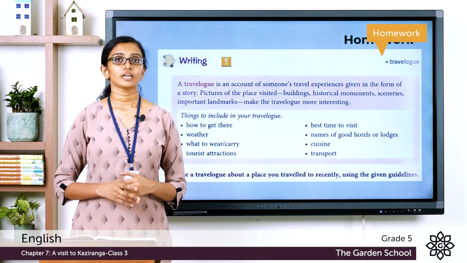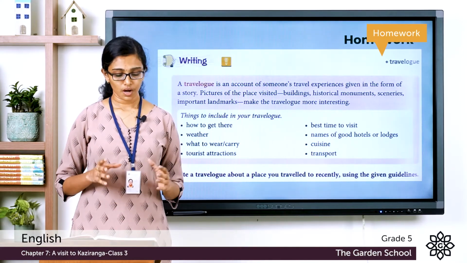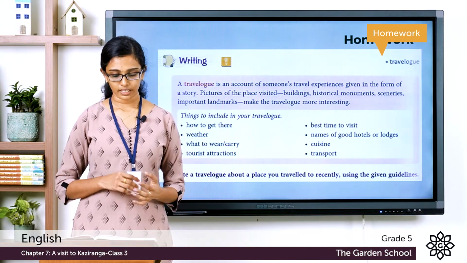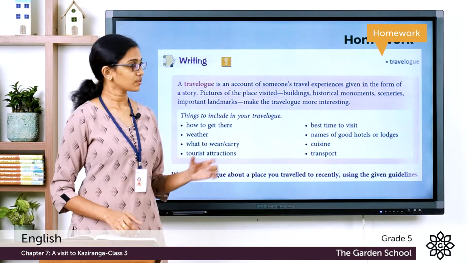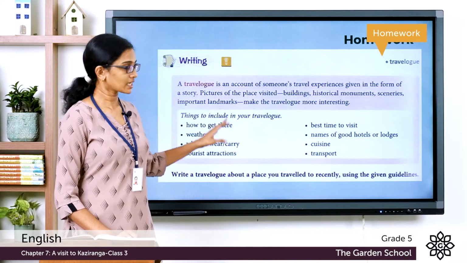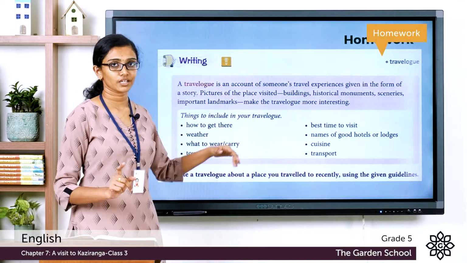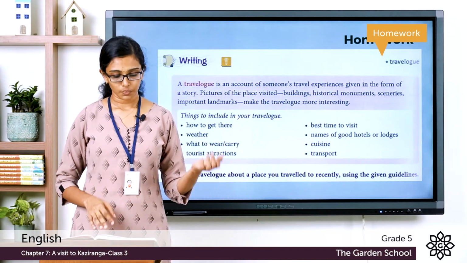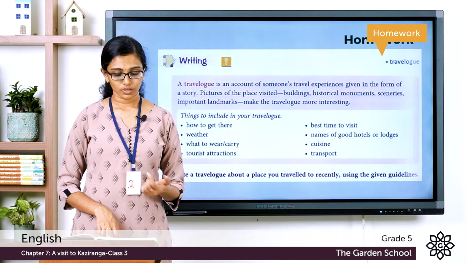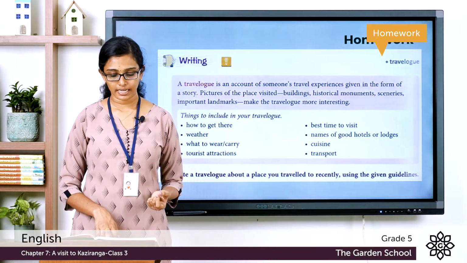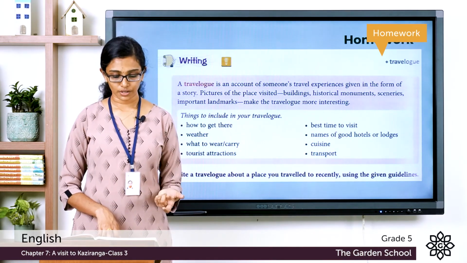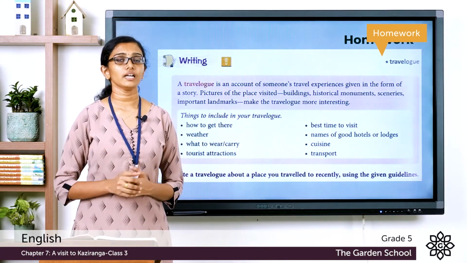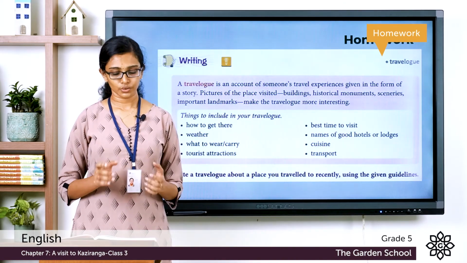And here in this section you are asked to write a travelogue about a place you traveled to recently and using the given guidelines. See, a few guidelines are given here and you can include these hints or these guidelines in your travelogue. These guidelines are how to get there, weather, what to wear or carry, tourist attractions, the best time to visit that place, names of good hotels or lodges, the cuisine, the transport. You can include all these details while you are writing a travelogue. So you do this as a homework.